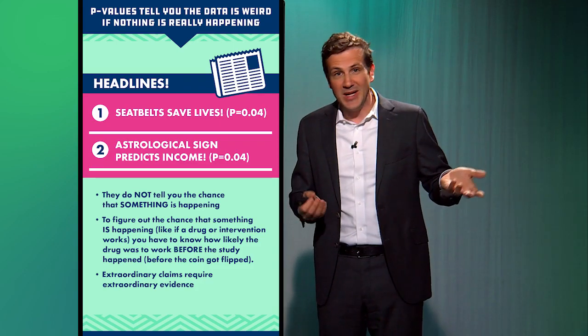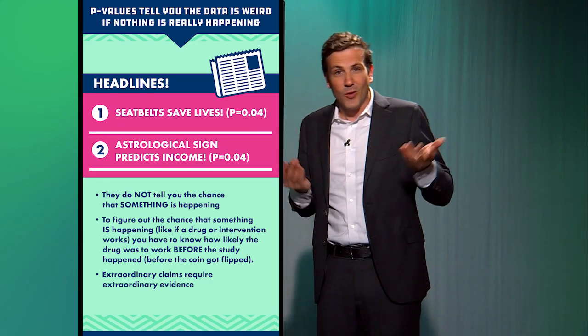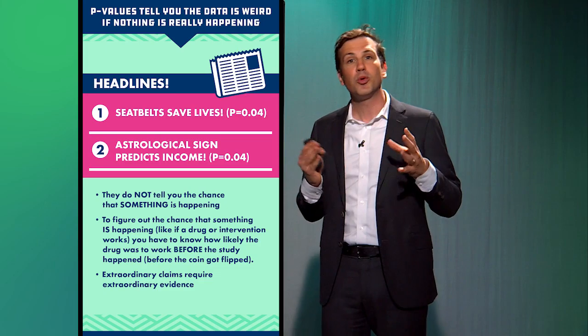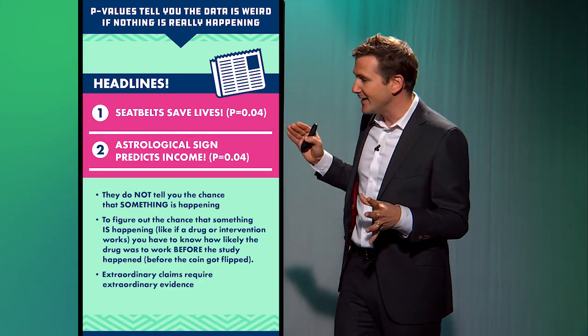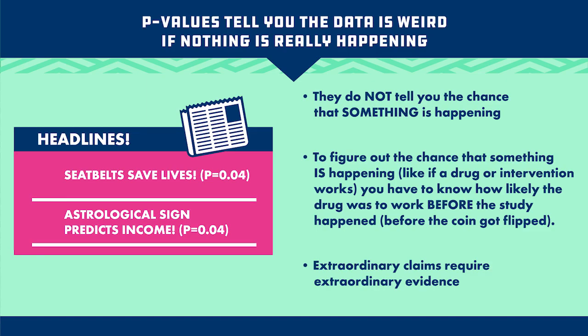It happened to be one of those pulls of the jackpot lever where the 4% comes up. So you have to interpret these results in the context of your prior belief in whether this thing is going to work or not. P-values do not tell you the chance that something is happening. To figure out the chance that something is happening, like if a drug or intervention works, you have to know how likely the drug was to work before the study happened, before the coin got flipped, your prior suspicion that something strange was going to be going on.